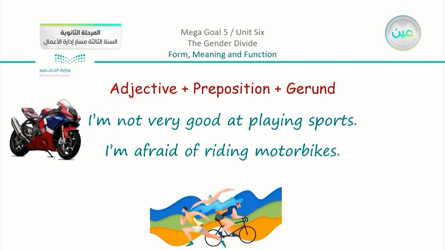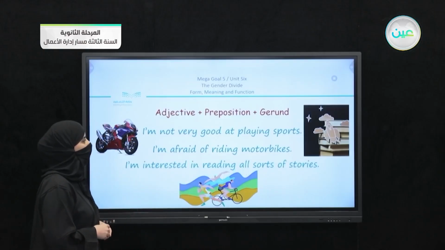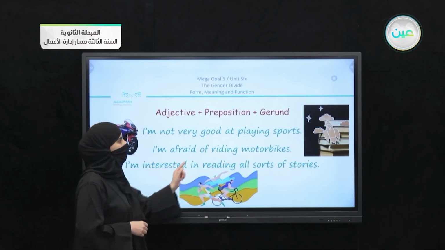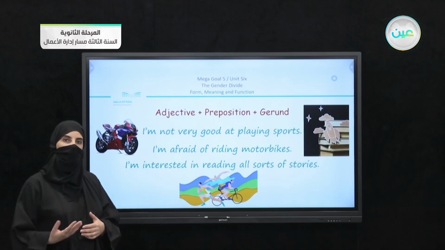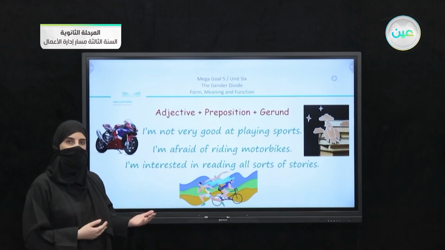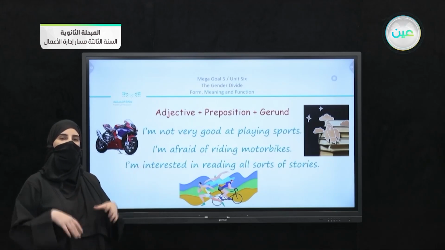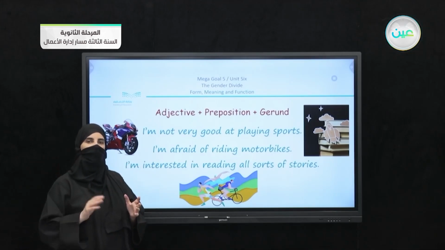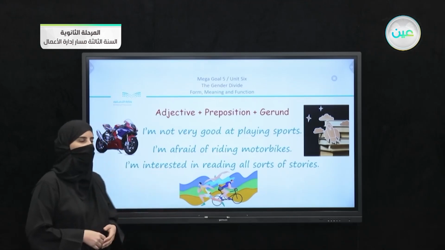I'm afraid of riding motorbikes. Adjective, preposition, and gerund. I'm interested in reading all sorts of stories. Adjective, preposition, and gerund in the sentence. So you can apply the form here. You can use either the present perfect, or you can try and use the form that we have here, which is to relate to an adjective, then followed by a preposition, and also a gerund.